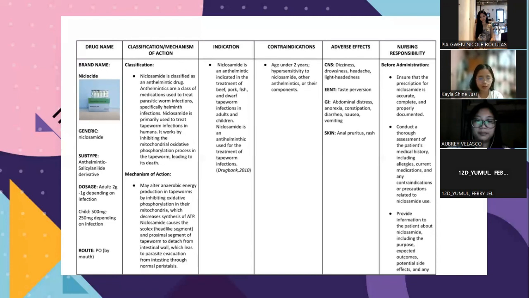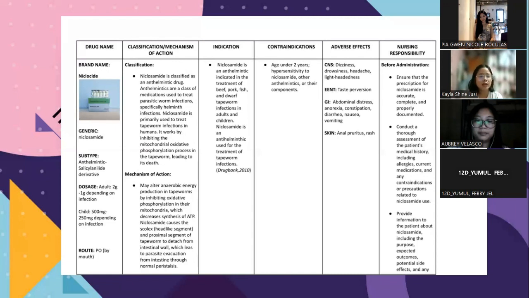And vomiting, the forceful expulsion of stomach contents through the mouth. Skin reactions to niclosamide may rarely cause the following adverse effects: anal pruritus, itching around the anus, and rash, an outbreak of red, raised, or swollen skin, often accompanied by itching. It is important to note not all individuals will experience these adverse effects, and some may experience no side effects at all.